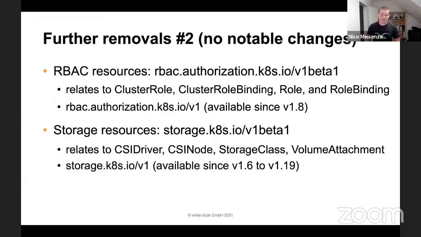Same for storage. If you're using CSI driver or storage class and volume attachments and stuff like this, also here the v1beta1 version for storage will get removed with 1.22, and all of them provide a stable v1 version, from version 1.16 to 1.19. So it depends on the resource itself, but all of them are now using v1. So also in case you have any configuration manifests here, also update them to the stable version.